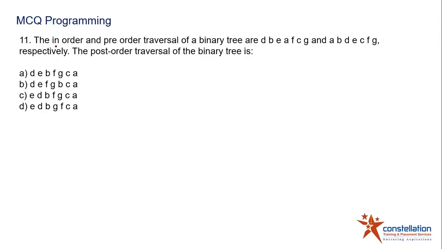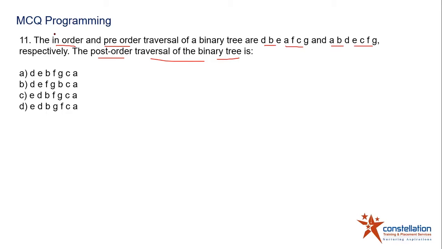The next one. The in-order and pre-order traversal of a binary tree are D, B, E, A, F, C, G and A, B, D, E, C, F, G respectively. The post-order traversal of the binary tree is. So they have given us the in-order and pre-order and then they're asking us the post-order.